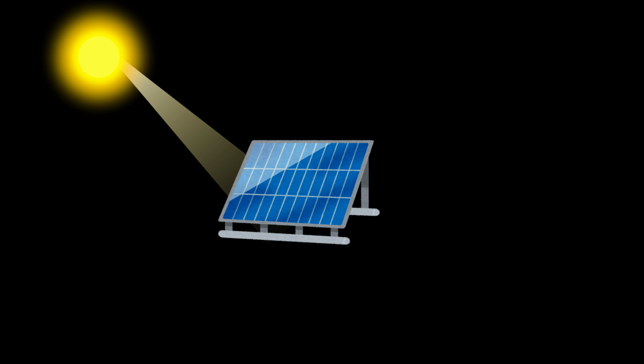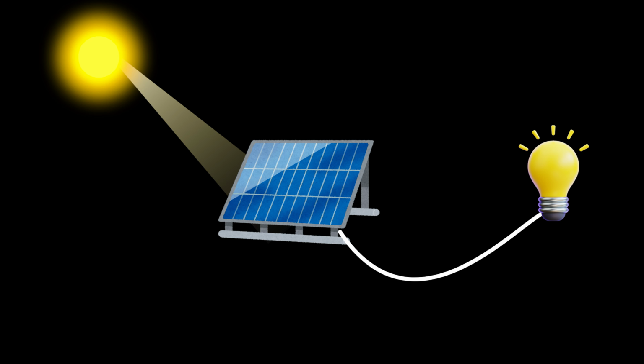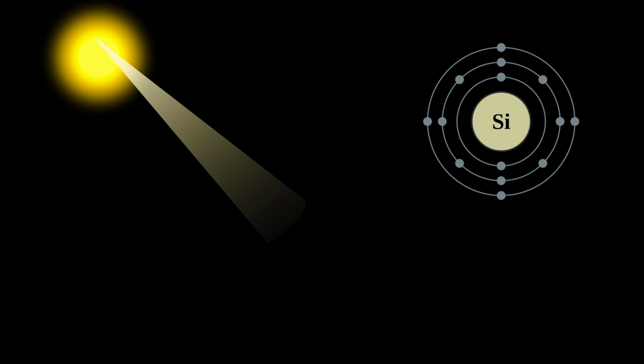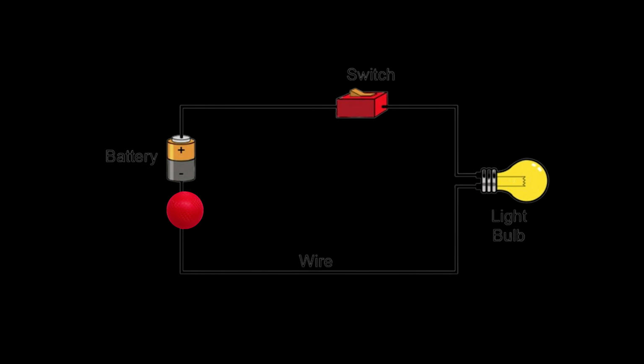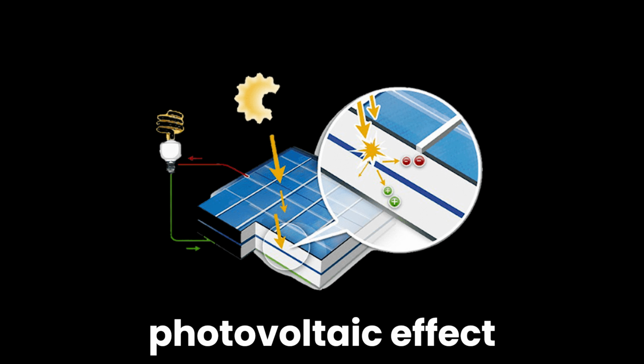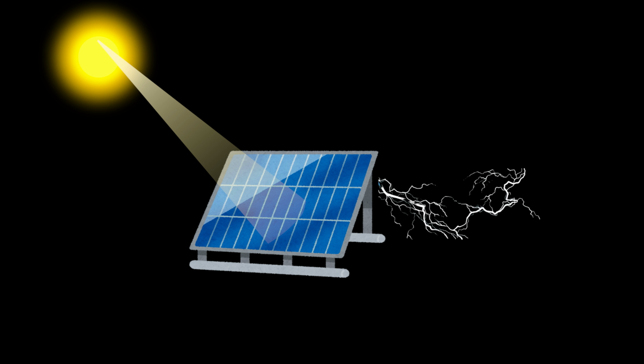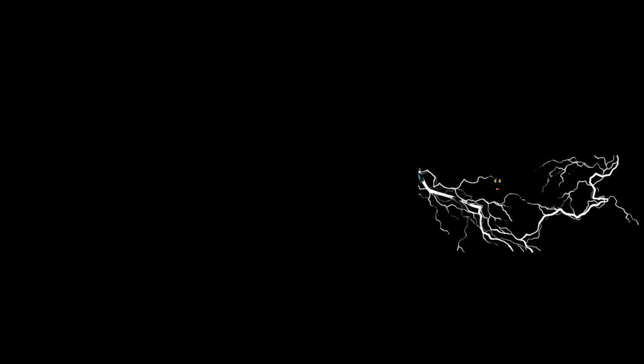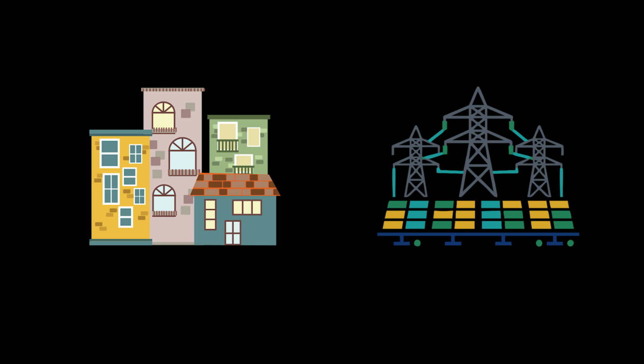There's one major exception: solar power. Solar panels convert light directly into electricity. Photons from sunlight hit electrons in silicon cells and knock them loose. The freed electrons are guided into a circuit, creating current. That's the photovoltaic effect. Solar panels produce direct current, DC, which gets converted into alternating current, AC, for homes and power grids. This brings us to the two types of electrical current.